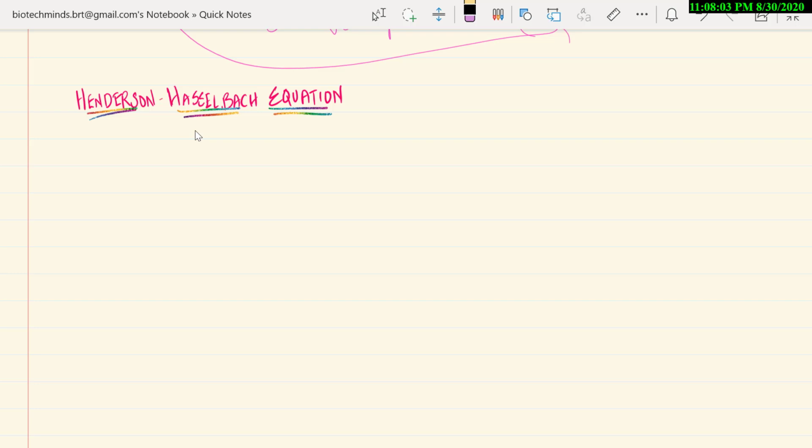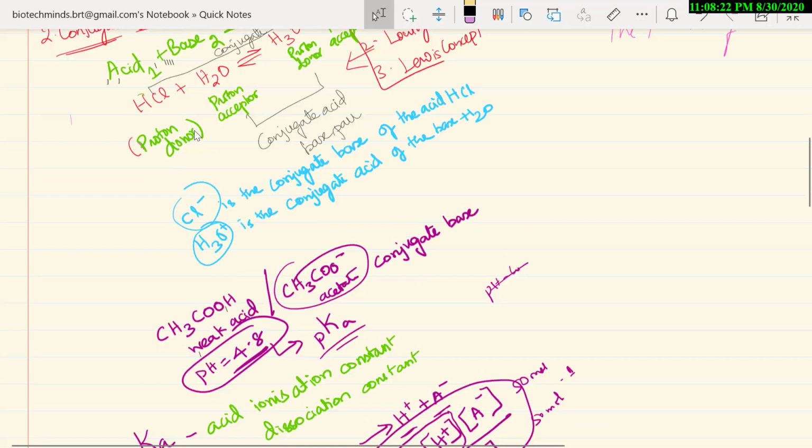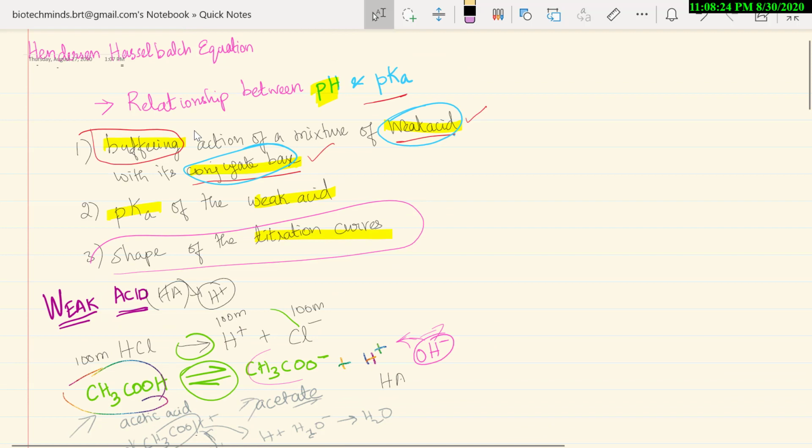With the continuation of the previous class, last class we mentioned three important principles behind this Henderson-Hasselbalch equation. The first thing is the relationship between pH and pKa, and the second one is the buffering action of a mixture of a weak acid with its conjugate base.